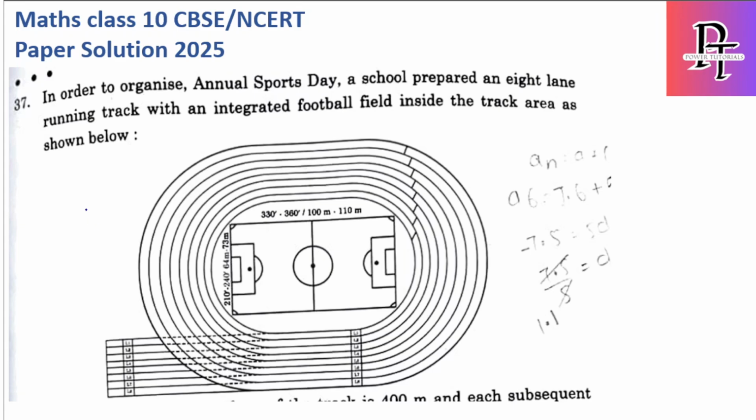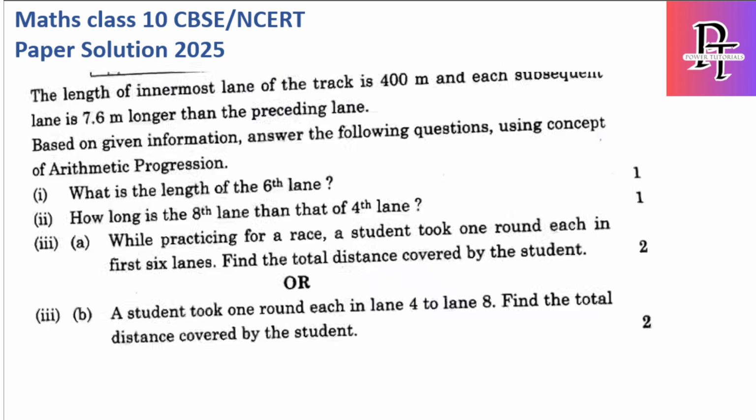Okay, it is something like an Olympics race. In order to organize annual sports day, it is a school event, a school prepared a 8-lane running track with an integrated football field inside the track area as shown in the figure. So we have a football field and then the running track. What they're saying: the length of innermost lane of a track is 400 meters and each subsequent lane is 7.6 meters longer than the preceding lane.